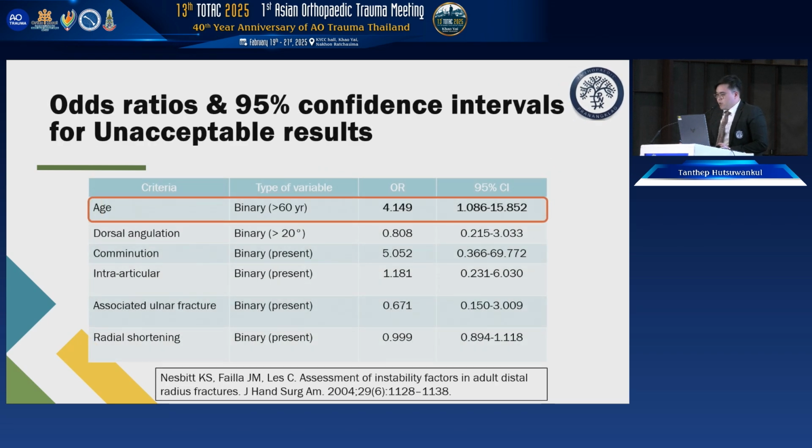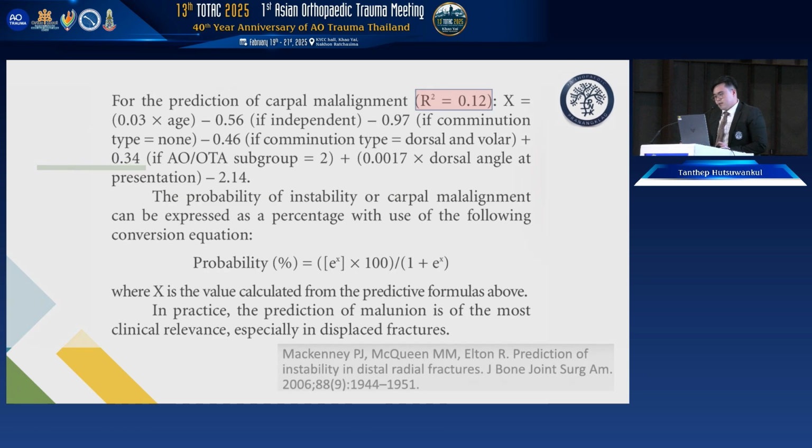Then Nesbitt reported odds ratios between the various factors linked to an acceptable result. Note that age over 60 years old is a significant factor in that prediction. Two years later, McKinney developed a formula to predict malalignment using logistic regression analysis. So, this is how we started to think this might help us understand the prediction of the risk of instability.